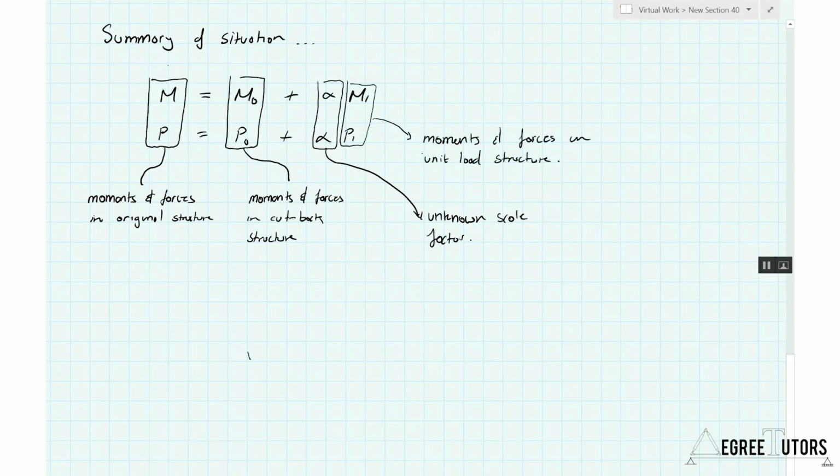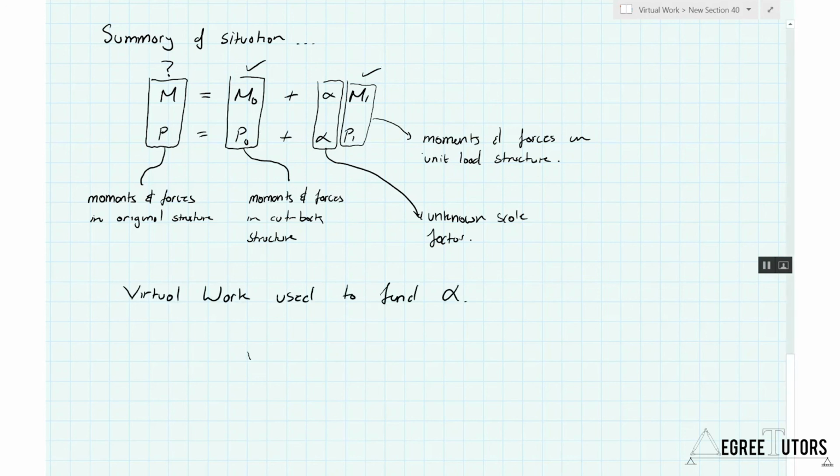This is what we're trying to find. This we can analyse easily. This we can analyse easily. So that just leaves the unknown factor alpha. And we're going to use the principle of virtual work to calculate alpha. So that's where the principle of virtual work comes in.